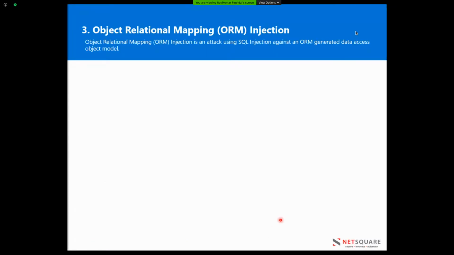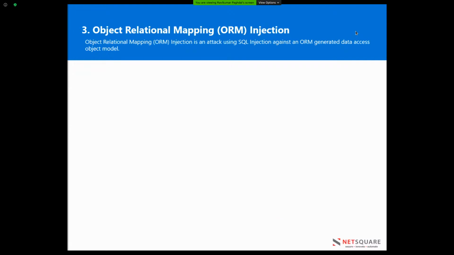Now let's move to object relation mapping injection, or ORM injection for short. Object relation mapping injection is an attack using SQL injection. You ultimately attack with SQL injection, but the middle layer is the ORM, and the ORM generates the data access object model. So if you put in your actual SQL query, it will not work.